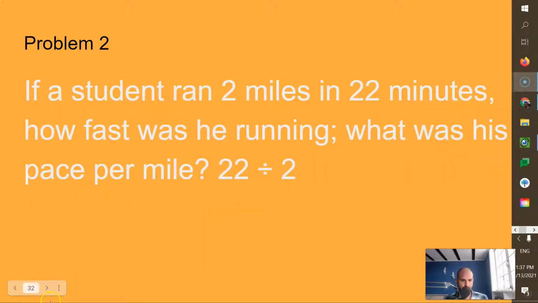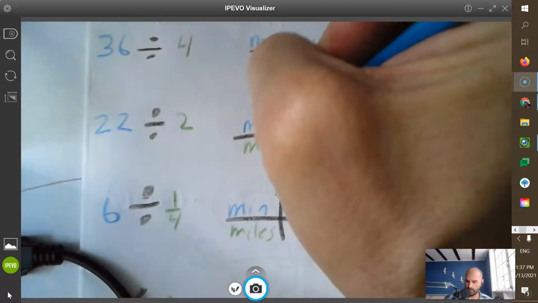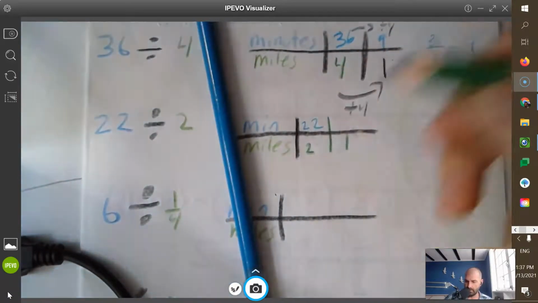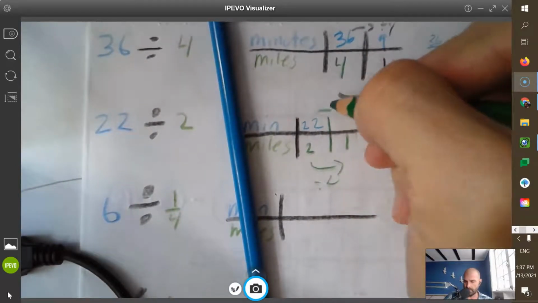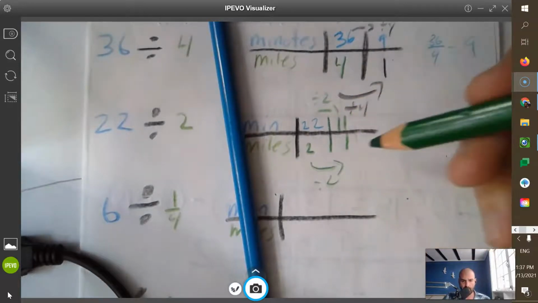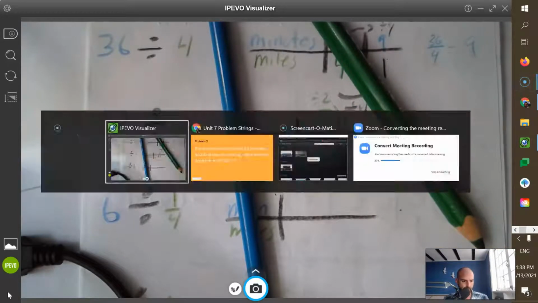If a student ran 2 miles in 22 minutes, how fast was he running? What was his pace per mile? All right, so again, we have 22 over 2, so we have 22 minutes. They've gone 2 miles. To get down to 1 mile, I'm dividing by 2. So dividing by 2 up here will give us 11. So 11 minutes per 1 mile if they kept the same pace, the same ratio. Let's see what happens.